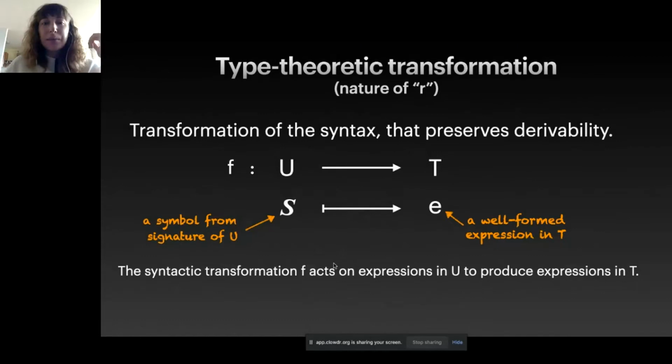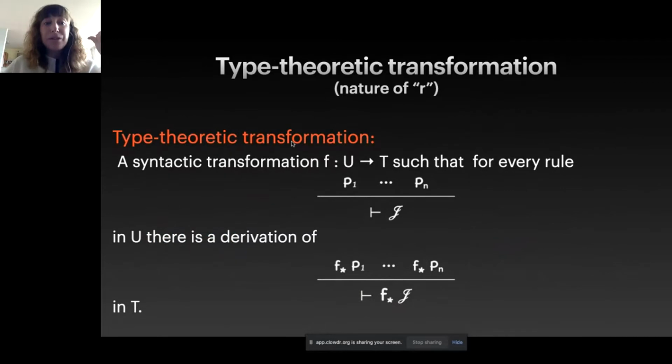Okay, and then I said it needs to preserve derivability, so that means a type-theoretic transformation is a syntactic transformation such that for every rule in U, so we take a rule in the domain type theory U, we need to produce a derivation of the mapped judgment in T. Okay, so this is what it means that we preserve derivability, and we only need to provide derivations of the specific rules, because then the deductive system will take care of the rest.